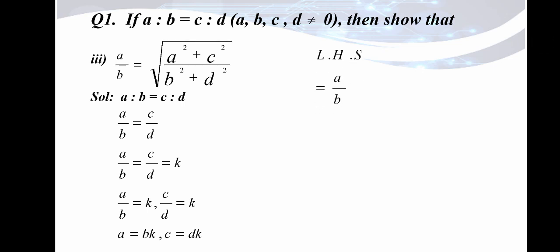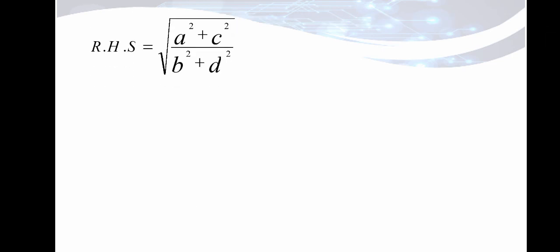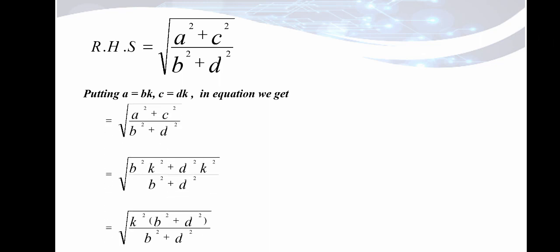Now coming towards the left hand side, that is A over B, replacing A with BK in the equation, we get BK over B, where B will be cancelled with B and the remaining term will be K. So the left hand side answer is K. Coming towards the right hand side, that is square root of (A square plus C square) over (B square plus D square). Replacing A is equal to BK and C is equal to DK in the equation. We have to replace the value.